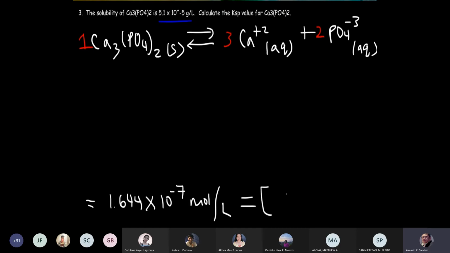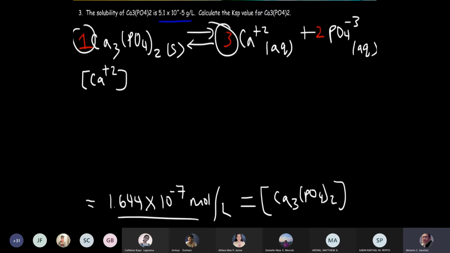Now keep in mind, this molar solubility represents the concentration of calcium phosphate that's dissolved in the solution. So now let's calculate the concentration of the calcium plus 2 ion. Notice that it's 3 times this particular value. So it's going to be 3 times 1.644 times 10 to the minus 7. And so that's going to be 4.932 times 10 to the minus 7 moles per liter, or molarity.